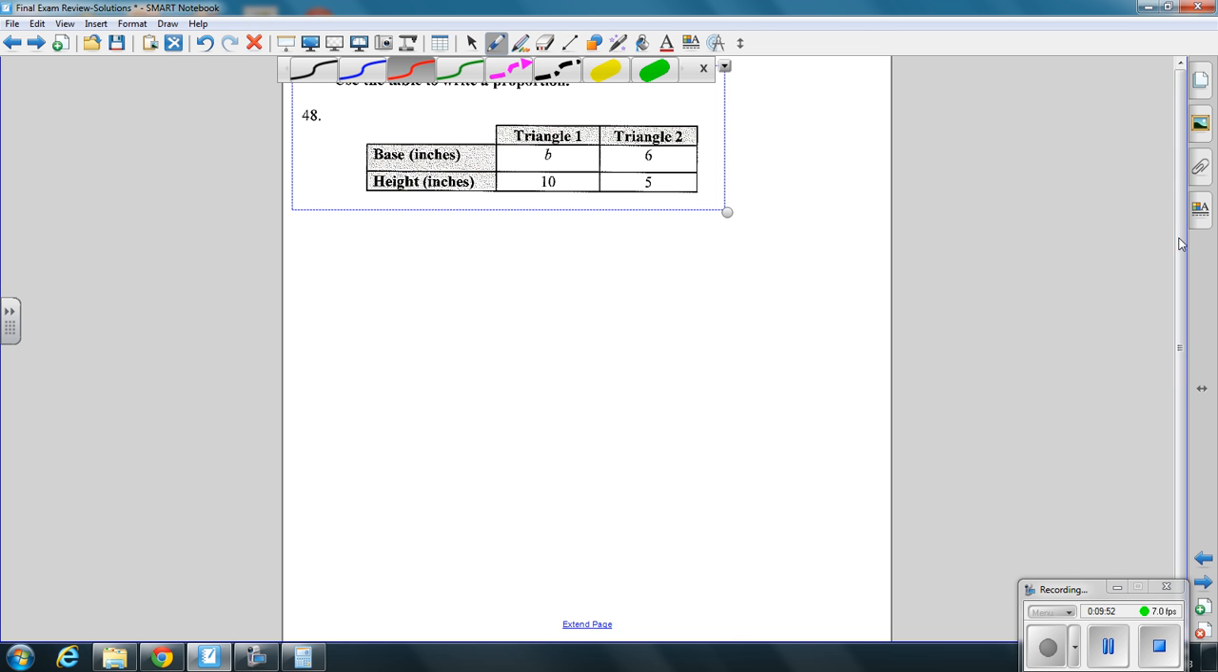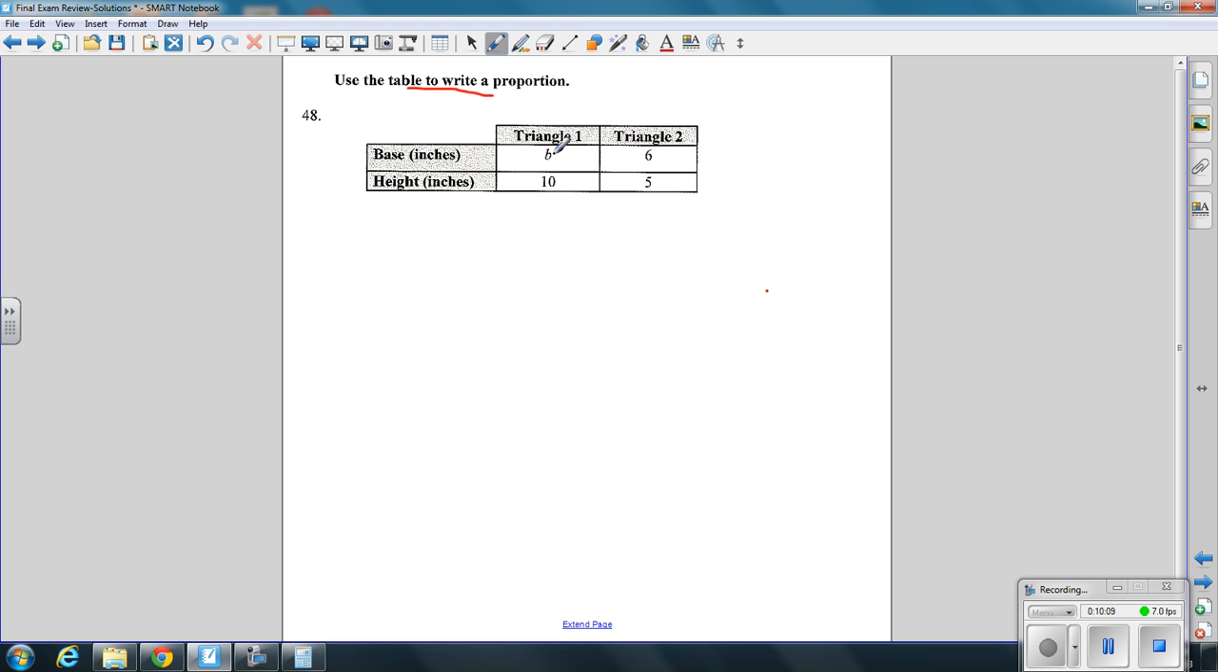For 47, use the table to write a proportion. Now, what's nice about this instruction is it's just asking you to write a proportion. It's not asking you to solve. So I'm going to show you a couple ways.